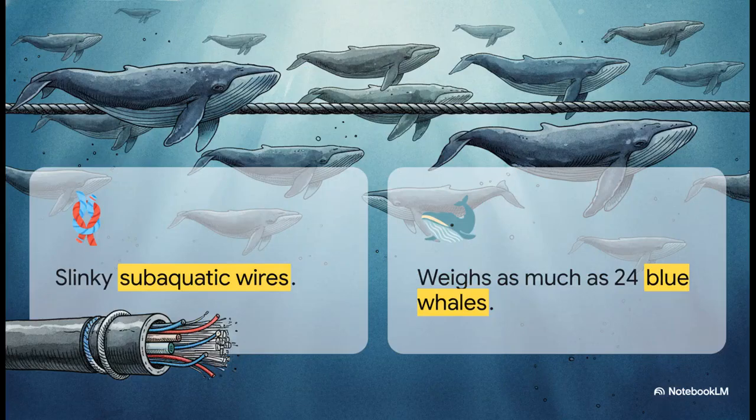And the sheer scale here is just wild. Up close, they might look like relatively slinky subaquatic wires. But when you factor in the thousands of miles they have to travel to cross an ocean, the weight adds up incredibly fast. A single major cable system spanning the ocean floor can weigh as much as 24 blue whales. 24! That is an unbelievable amount of mass hiding completely out of sight.